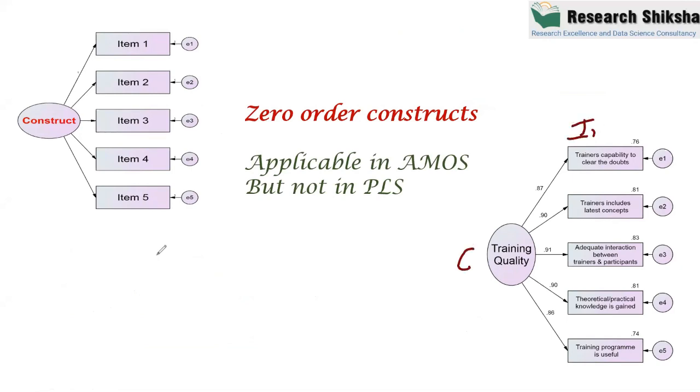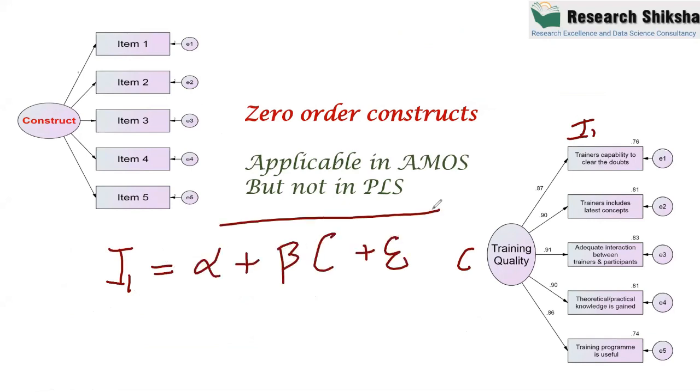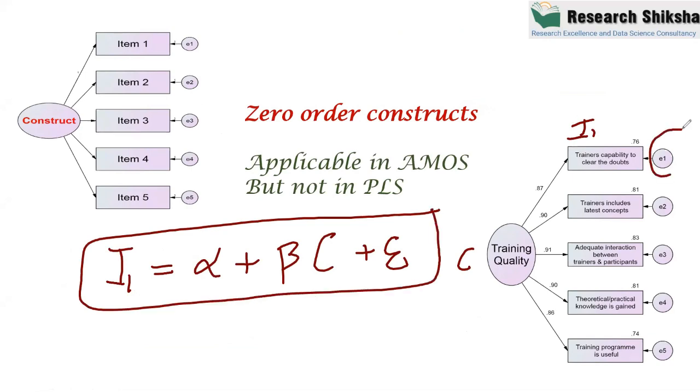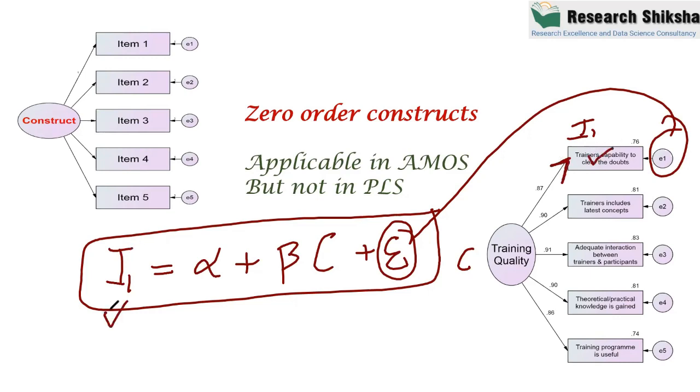So I can write that item 1 is equal to alpha plus beta into construct plus error. This is the error term which is represented here. If you see the direction of the arrow, the dependent variable is the item, and C is the independent variable. It comes here as a construct, and this figure is basically representing the beta.